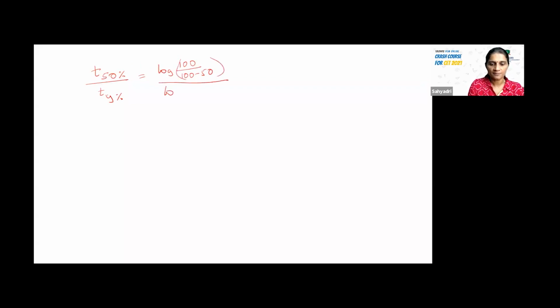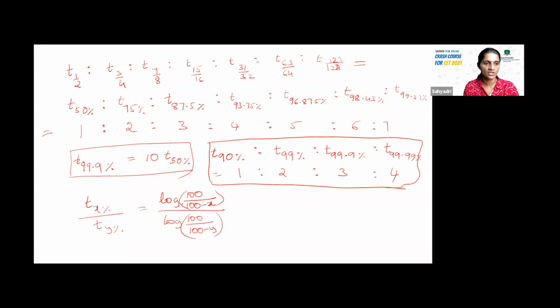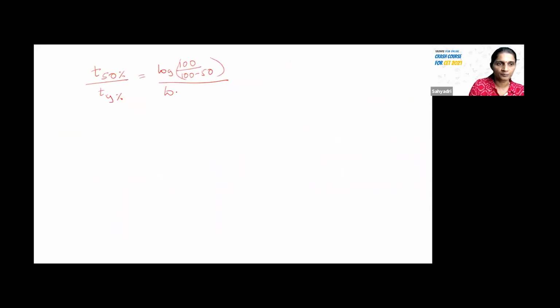Same expression, same equation. I'm taking X as 50% so that the question becomes easier. Log 100 divided by 100 minus Y. So it becomes easier now. What is this? Log 100 by 50 is 2, divided by log 100 divided by 100 minus Y.